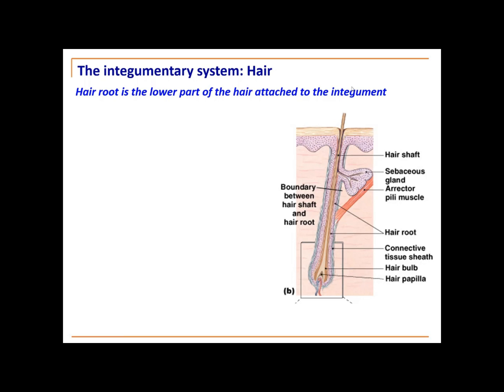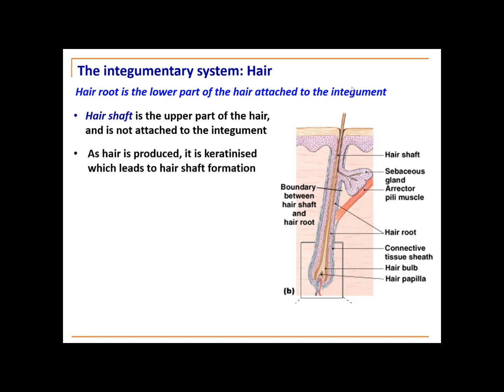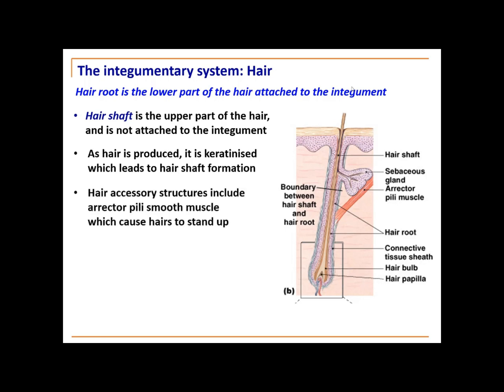So the hair root is the lower part of the hair, which is attached to the integument, and the hair shaft is the upper part of the hair and is not attached to the integument. As hair is produced, it's keratinized, and that leads to that hair shaft formation. Hair accessory structures include the erector pili muscle, which causes the hairs to stand up on end. The erector pili muscles have an important role in some species because they help to trap air next to the skin, therefore warming the air and preventing heat loss.